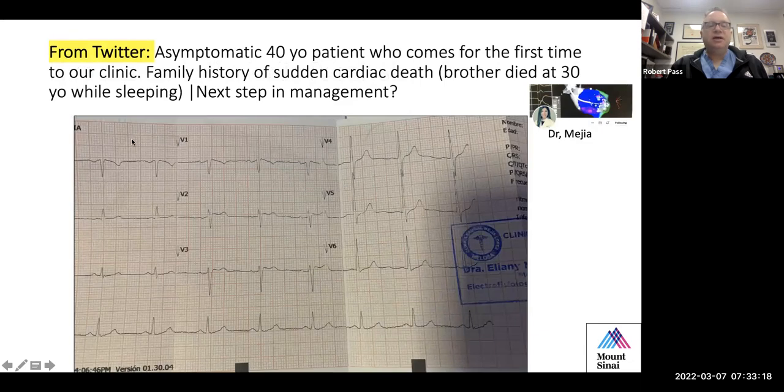Okay, this will be our last one today. This is a tracing from Twitter. This is Dr. Mejia, who is an electrophysiologist in the Dominican Republic, and she posts a lot of interesting tracings online. Here's her insignia. This is an asymptomatic 40-year-old who comes for the first time to our clinic. This is just a quote from her Twitter piece.